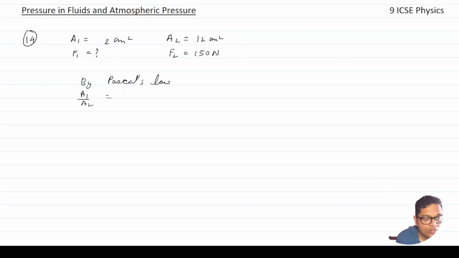Okay, so in this question we have A1 is 2 centimeter squared, A2 is 12 centimeter squared, F2 is 150 Newton. We have to calculate F1. So by Pascal's law, A1 upon A2 is F1 upon F2. So 2 by 12 is F1 upon 150. So that is 2 by 12 into 150 is equal to F1. 2 ones are 2, sixes are 12. So this will be 25 Newton.